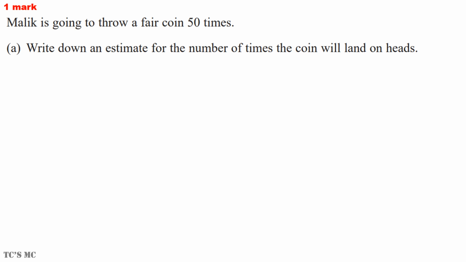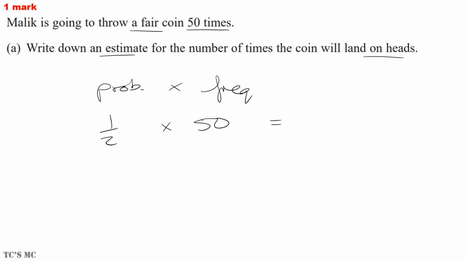Malik is going to throw a fair coin 50 times. Write down an estimate for the number of times the coin will land on heads. For a question like this, we always do the probability multiplied by the frequency. The probability for a fair coin is a half, or 0.5. The frequency, or the number of throws, is 50. That means the estimated number of times the coin will land on heads is 25. And for 1 mark, we just need to write 25.